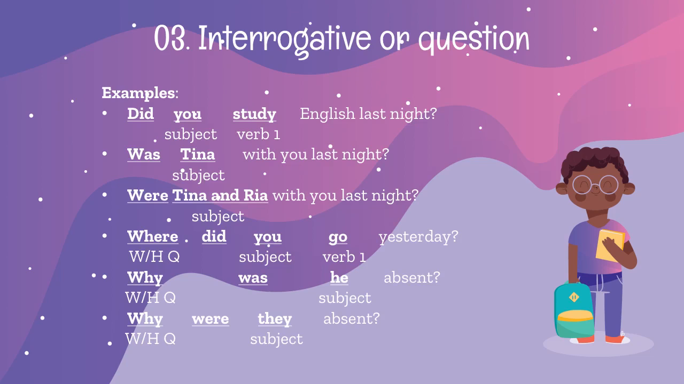And then the last one, why were they absent? Because the subject is plural, so you use were. Okay, you can see the difference between the fifth and the sixth examples. Why was he absent and why were they absent? Because the subjects are different. One is singular and the second is plural. So you use was or were. Remember the notes.